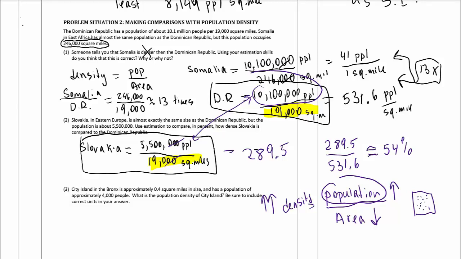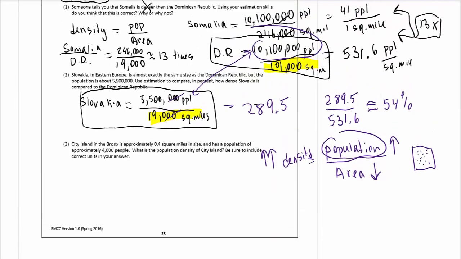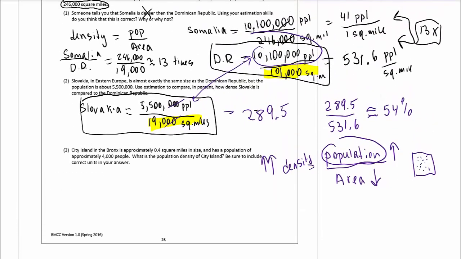So look at question number 3, the last one in this problem situation. We have City Island. It's in the Bronx. It's approximately 0.4 square miles in size and has a population of approximately 4,000 people. It's asking us, what's the population density of City Island? Be sure to include the correct units. Well, we just go again with the definition of the density. We're going to take 4,000 people and divide it by 0.4 square miles.